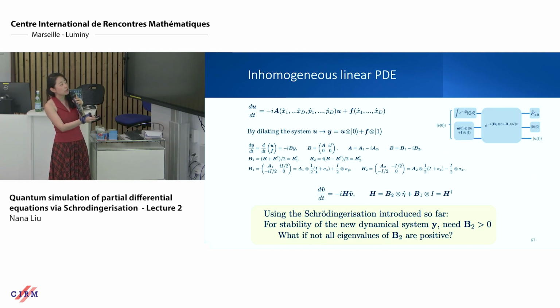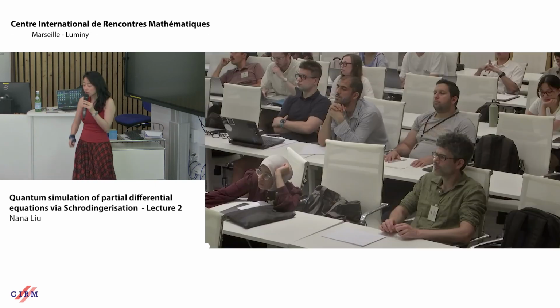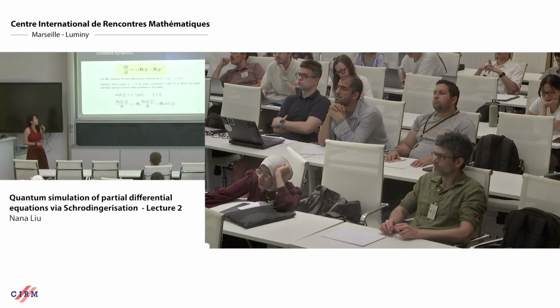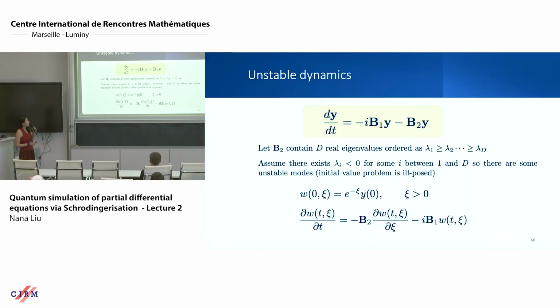If we go through this, we have a new Hamiltonian that has this form: B2 tensor product eta hat plus B1 tensor product identity, where B1 has this form, A1 tensor product with sigma Z, and then we have sigma Y here, and B2 is A2 tensor product sigma Z, and we have a sigma X term. All right, so how do we deal with these negative eigenvalues?